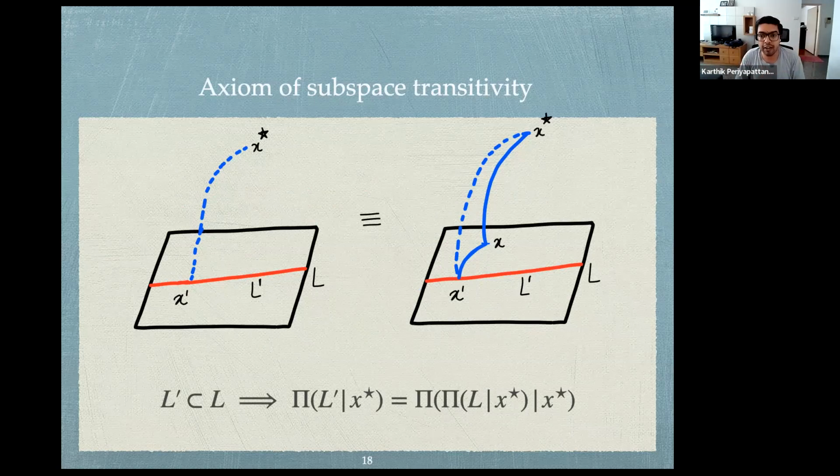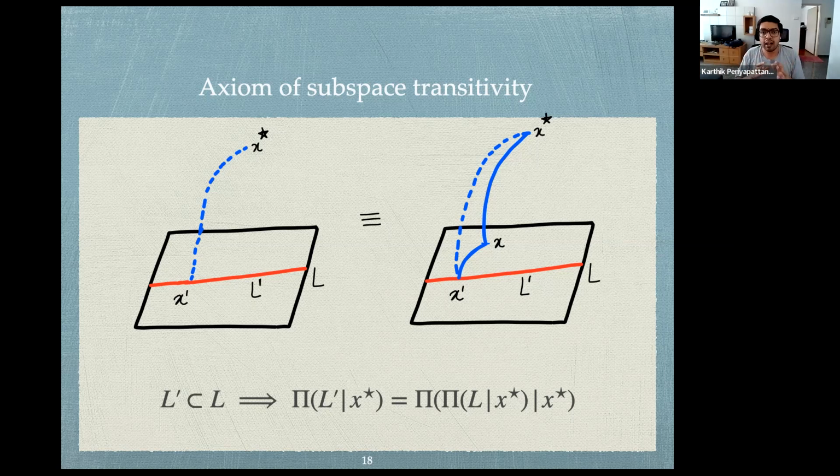And what is subspace transitivity? If you have 2 sets, L prime and L, such that L prime is a subset of L, and you want to project onto the smaller set, you can project in two iterative steps. First, you project onto the bigger set L. Then you project that projection onto the smaller set L prime. This is what is called the axiom of subspace transitivity.